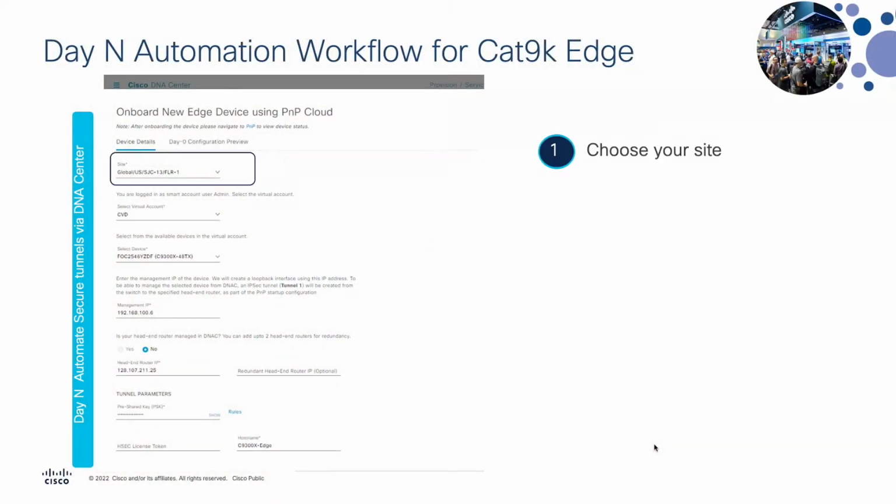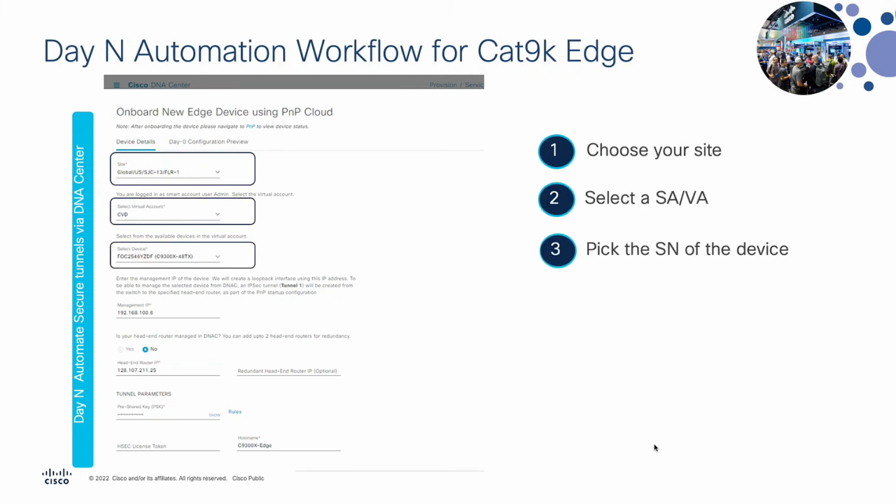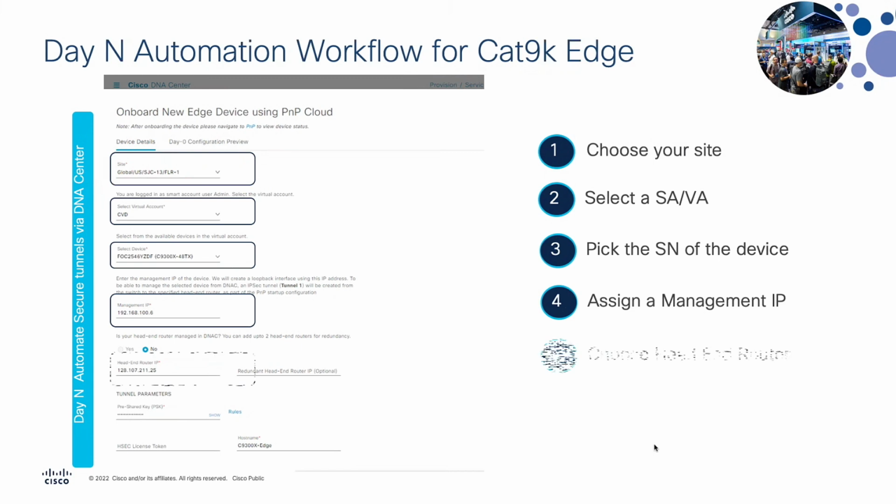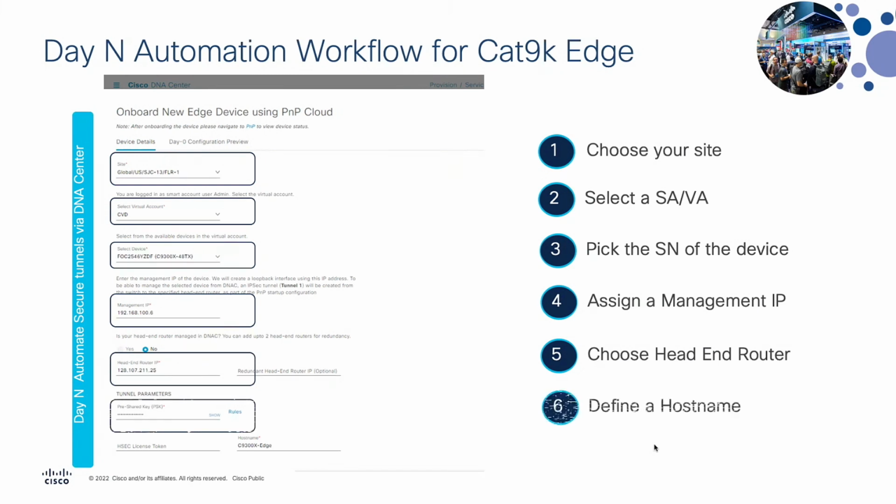It's like a $1 license. So basically, I picked my site, and then I picked the virtual account, and then I picked the device which is going to come up in the new branch. And then I configured the management IP. Then I configured the router IP, toward the DNA Center side. And then I configured the pre-shared key and then the host name.